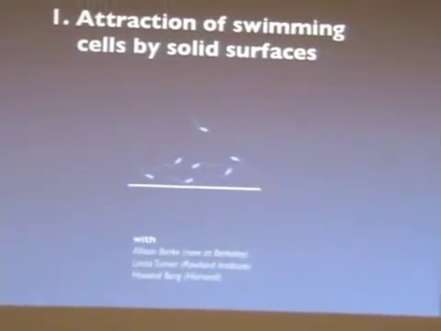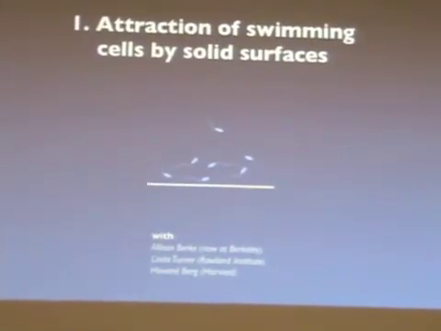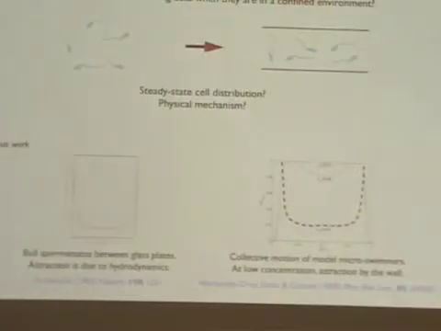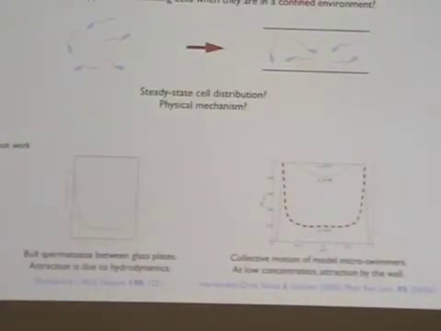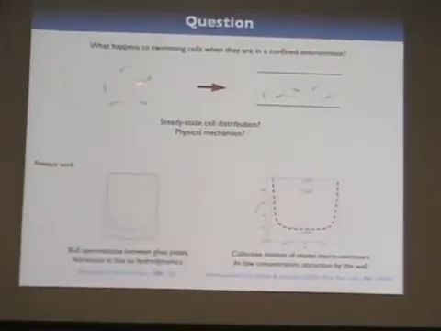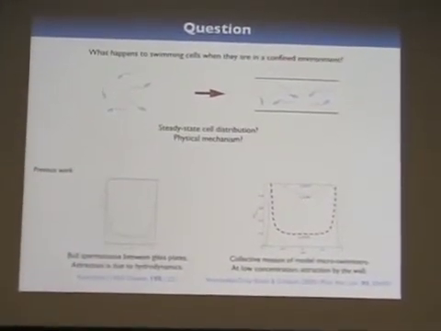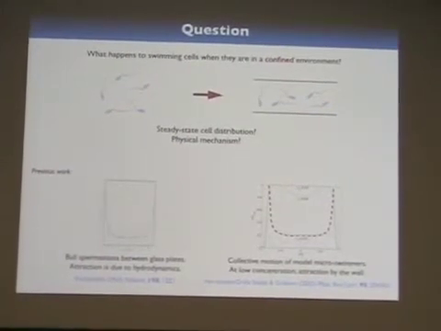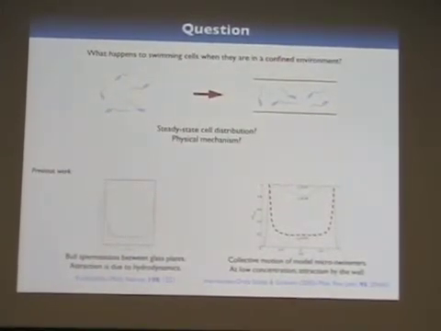So what I will tell you about is 3 different topics. The first one is the issue of hydrodynamic or not attraction of cells by boundaries. So the question here is the following. Suppose I have cells, smooth swimming cells, and I put them in a confined environment. Okay, so I put them between 2 glass plates. And we can ask the question, well, what is the steady state distribution? Is it going to be uniformly distributed or not? And if it's not, then what's the physical mechanism? That's the question we want to address here.